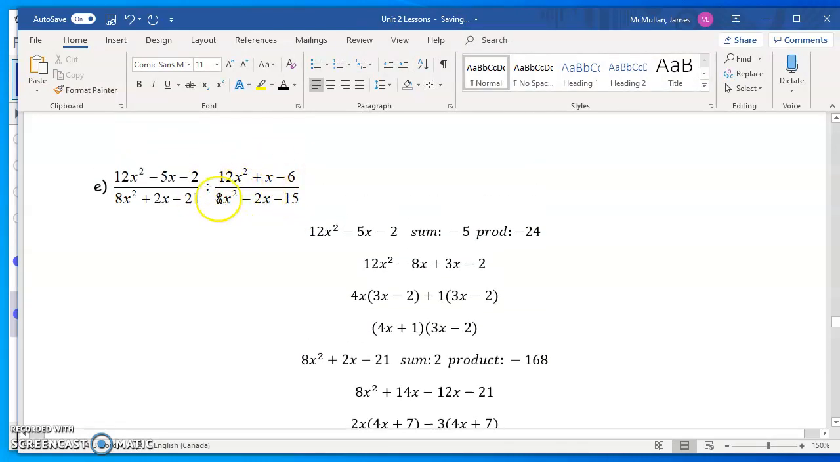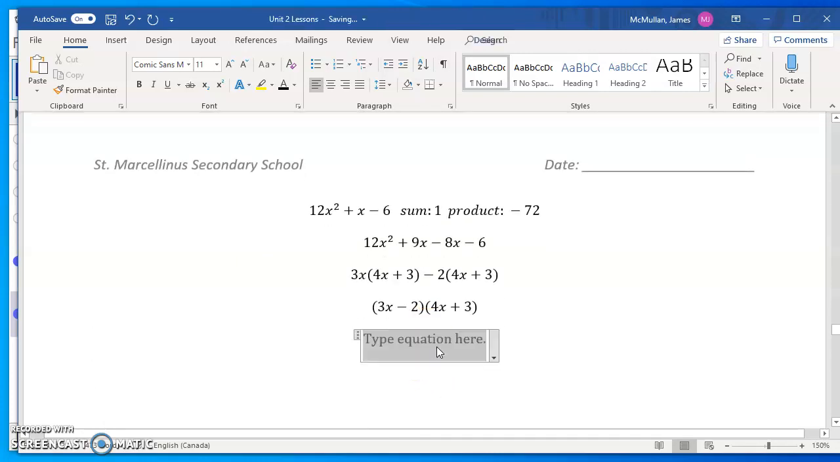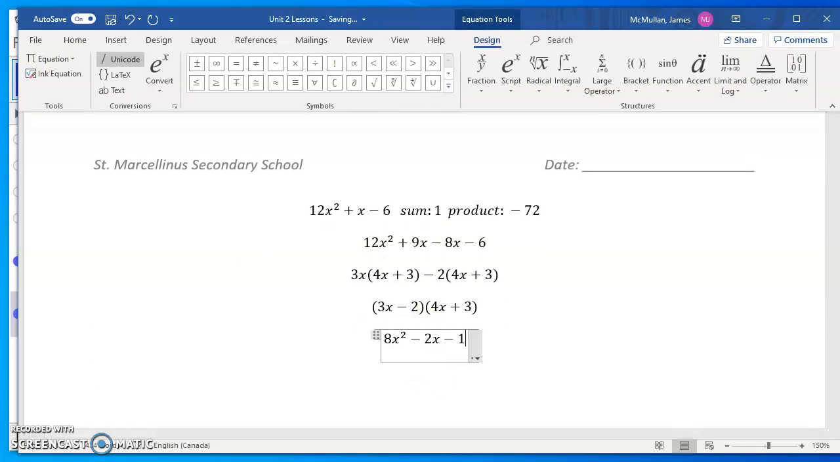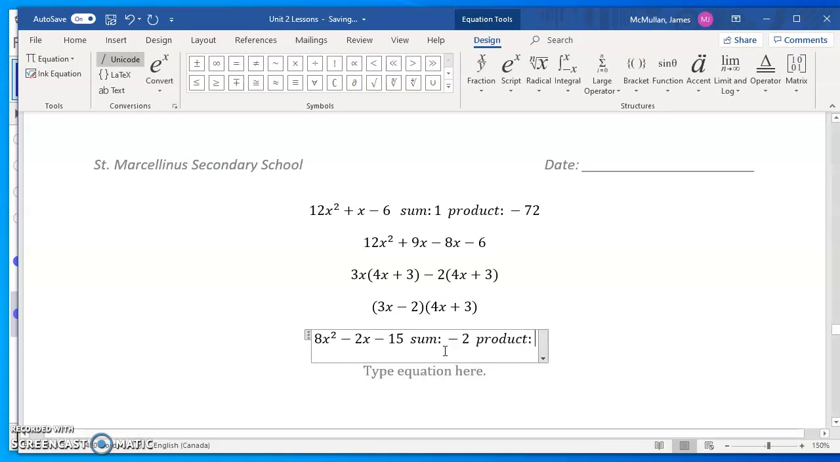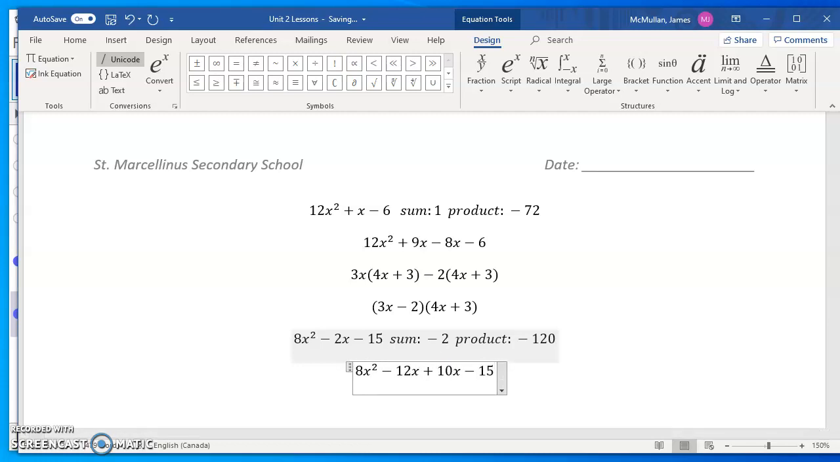And now we have the last one, the bottom right, 8x squared minus 2x minus 15. So 8x squared minus 2x minus 15. Here, my sum is -2. My product is, let's see, 15 and 8 is 120, so -120. The numbers you can see there are 10 and 12. So 8x squared minus 12x plus 10x minus 15.